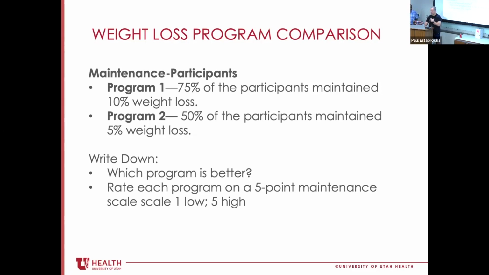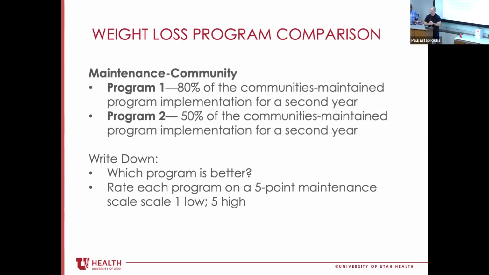Remember, be rating them 1 to 5 each. And then I'll give it back to Toby. Yeah, thanks, Paul. So this is still maintenance, but at the community level instead of participant level. For program 1, 80% of the communities maintained program implementation for a second year. And for program 2, 50% of the communities maintained that for a second year. So remember, this is at an organization level, community level. Which program is better based on this information?